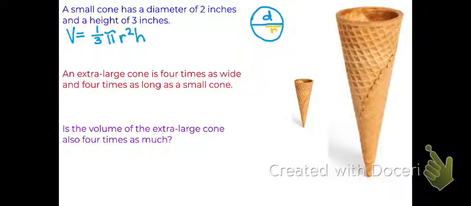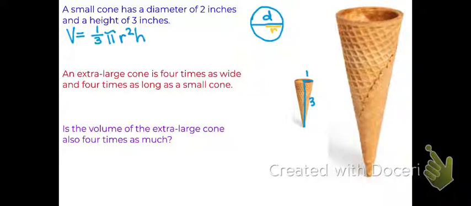So what is the radius of this cone? 1. Half of the diameter of 2. And then the height is 3. So from the center down to the tip of our cone is 3. So now let's look at this formula and substitute in 1 for radius and 3 for height.